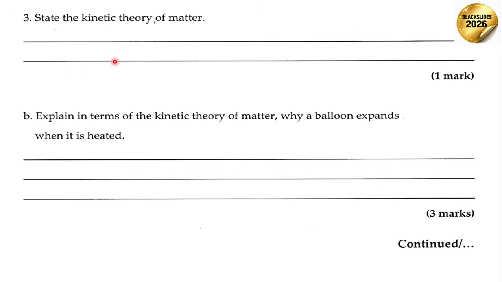State the kinetic theory of matter. 1 mark. The kinetic theory of matter is a simple statement that says all matter is made up of tiny particles that are in constant random motion. That's all. 1 mark. There isn't much to say there.